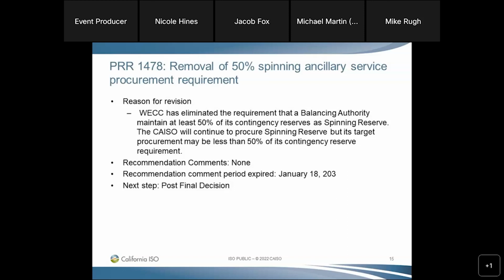We will step down our percentage and send out market notices when we do, probably in the first quarter of the year. We didn't receive any comments, and the comment period expired, and the next step is to post the final decision.